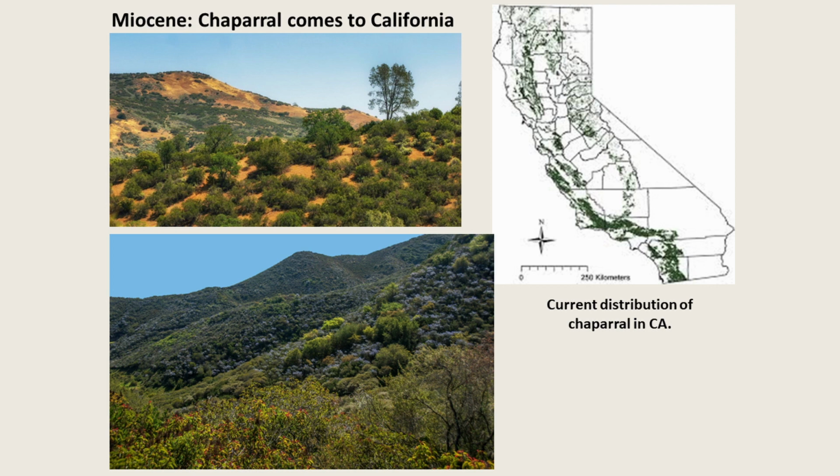Okay, so chaparral comes to California. This is a vegetation type that is adapted to very dry conditions in the summer, that Mediterranean climate. It is also adapted to fire. And you can see how broadly distributed it is in the state today.